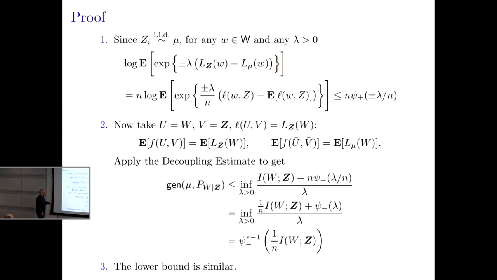And here you actually have to do it in this way first. So first you end up with this. The thing is that this function n times psi plus or minus still satisfies the conditions. It's convex, derivative is zero, value at zero is zero. And then you just divide by n throughout. Mutual information ends up divided by n. So you divide lambda by n here and here, and then because you take the infimum over all lambda, it's the same thing as taking the infimum over all lambda over n. And then you just apply that, and the lower bound is similar.